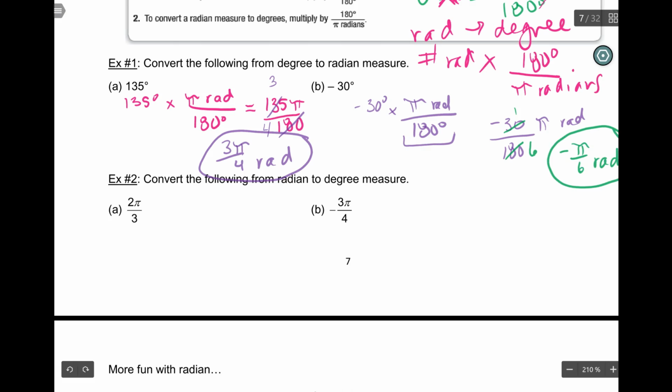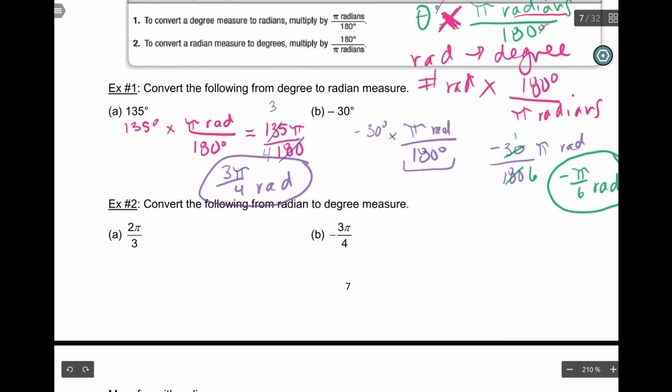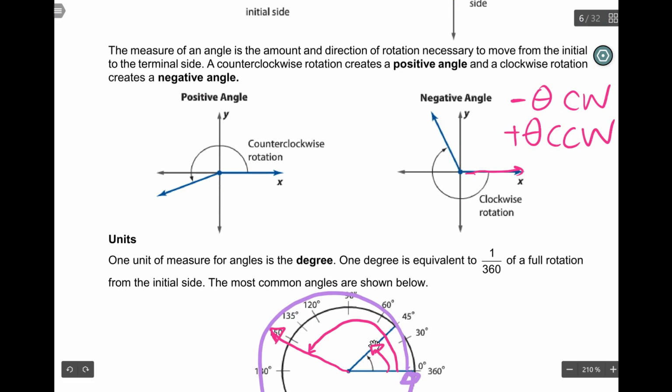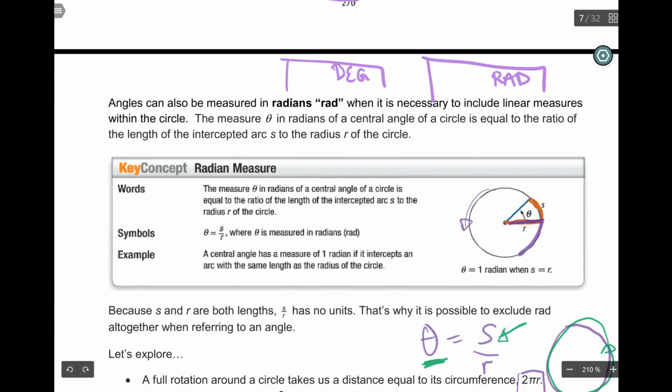And so remember, you can have a negative angle. All that means is it's going to go in the clockwise direction. So a negative angle here would mean going down in the clockwise direction.